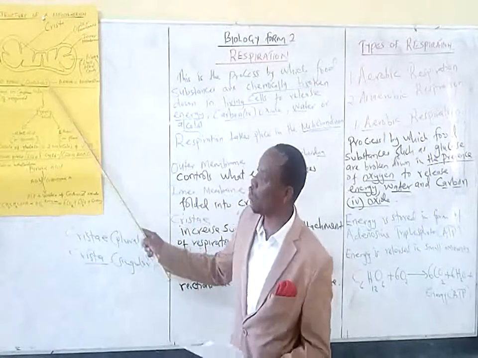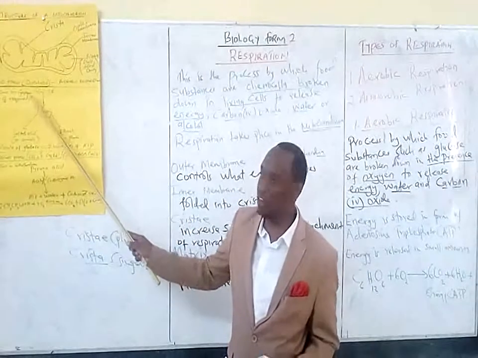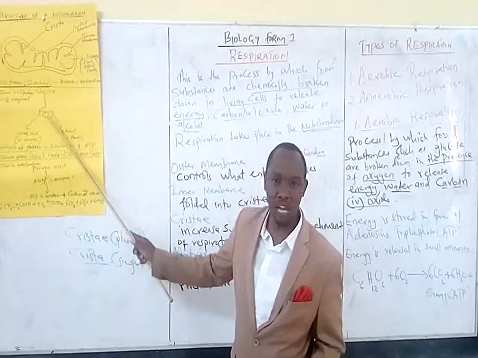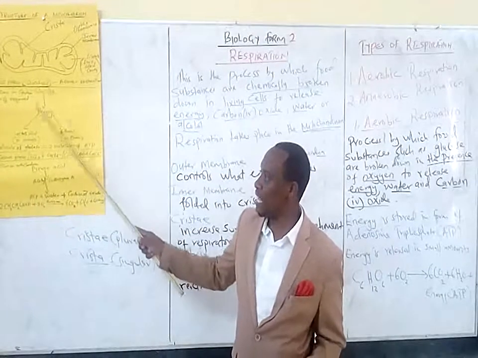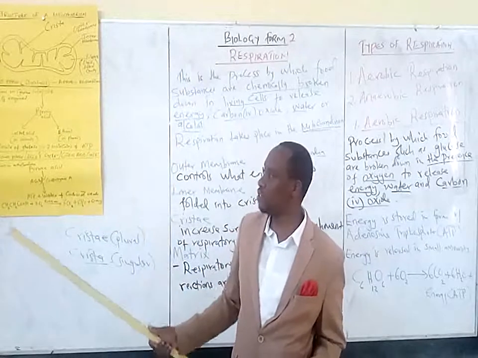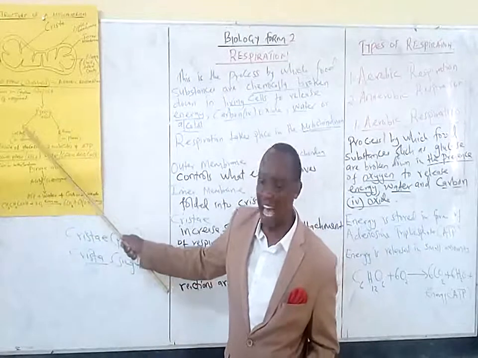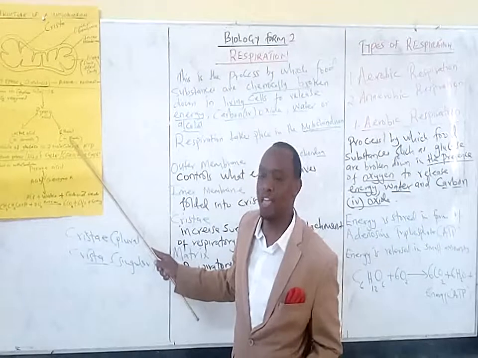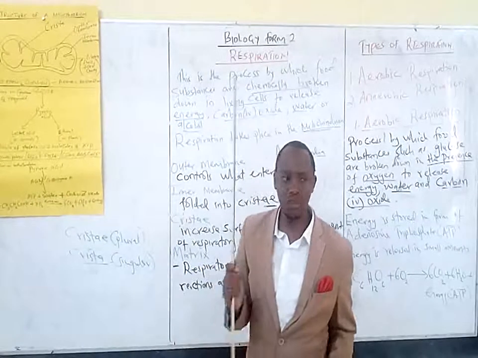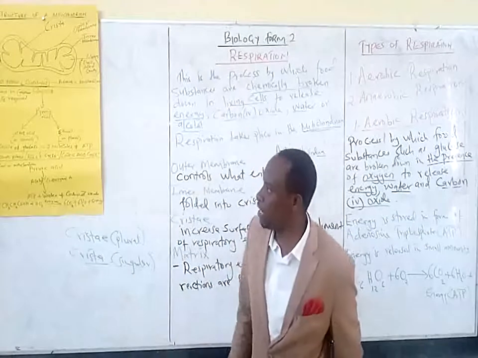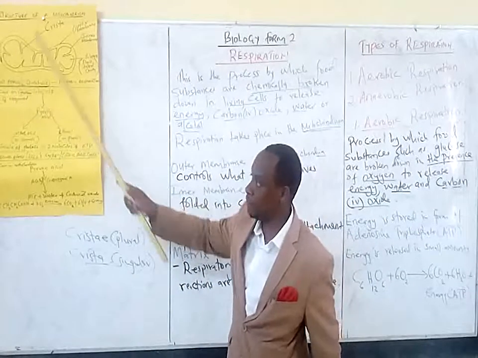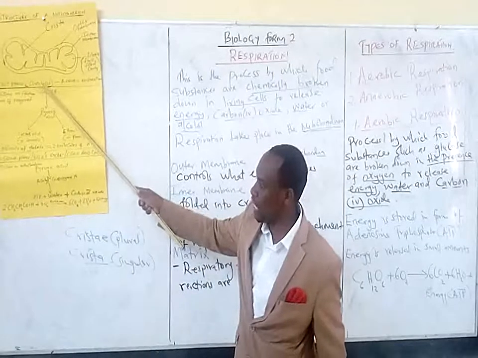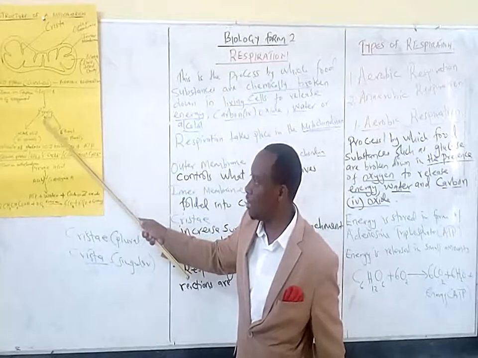Now, this is the summary. In the first phase, which is called glycolysis, glucose is broken down into what? Pyruvic acid. And then this pyruvic acid, because there's no oxygen, is later converted into lactic acid in animals, and in plants it gives rise to ethanol. So glycolysis occurs in the cytoplasm, no oxygen is required, and glucose is broken down partially into pyruvic acid.